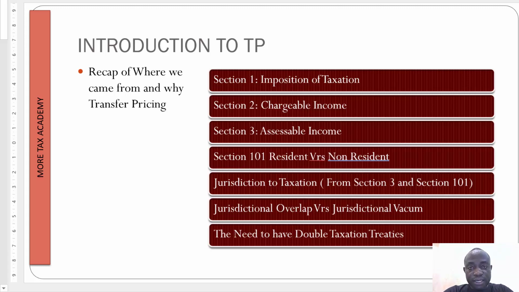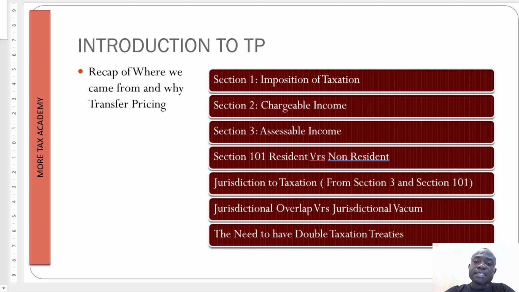We look at section 1, and we are saying section 1 said that if you have any income during the year, then there is income tax which is imposed on you. If you have any chargeable income, in other words, the word used was chargeable income. And we said that section 1 did not define what chargeable income is, so we had to go to section 2 to look at what chargeable income is.